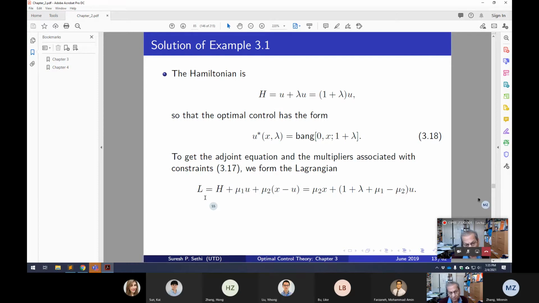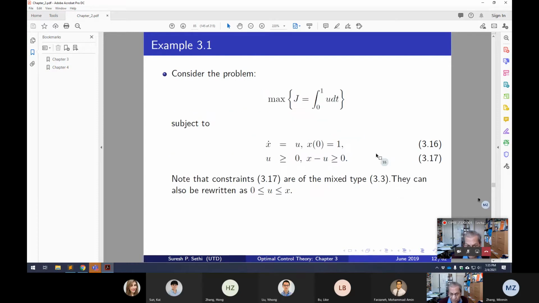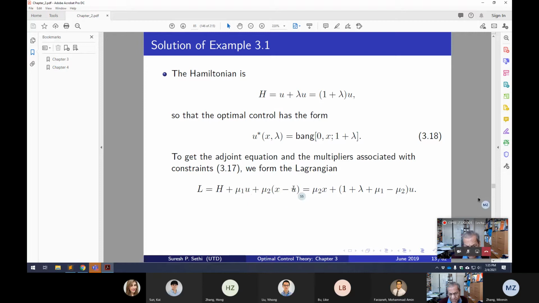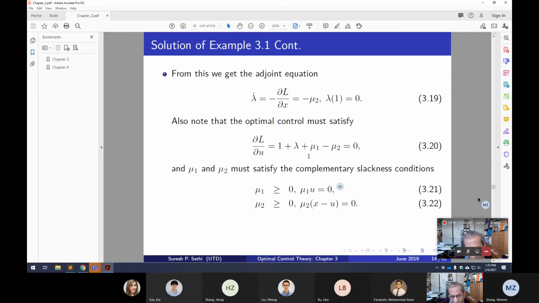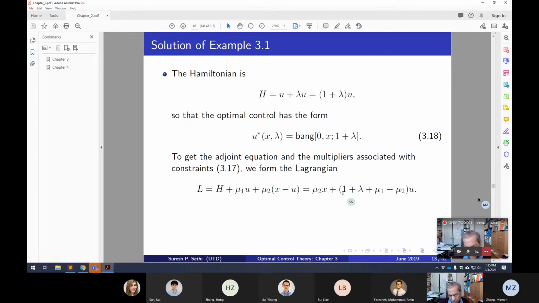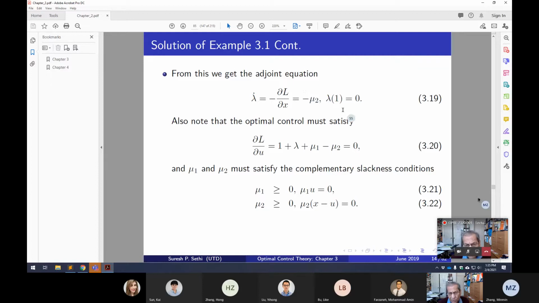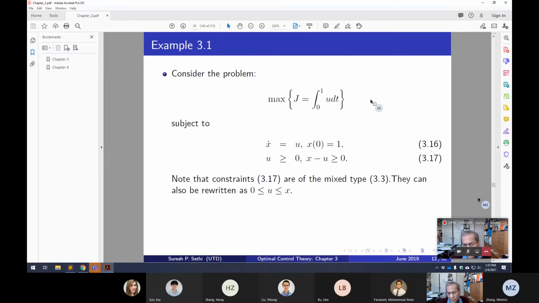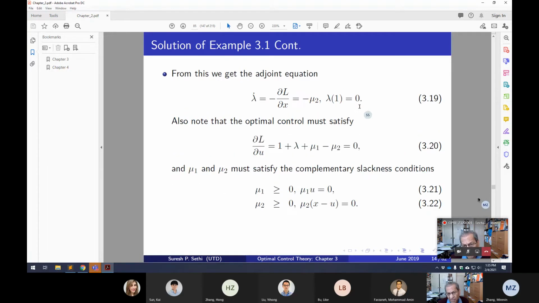We have a Lagrangian. Lagrangian H, we have two constraints, G1 and G2. This is the second one. So I have a mu1 times U and mu2 times x minus U. Those are the two constraints. And this can be written that way. Once again, now what happens is I will get lambda dot. Lambda dot is minus mu2. If you take the derivative of this, you see the derivative with respect to x only gives you mu2. So it is minus mu2. And lambda at 1 equals 0 because we have no terminal condition here. So the derivative of s will be 0. And we have no terminal condition on x itself, so the multipliers will also not be there. So altogether, it's a simple problem where this will be 0.